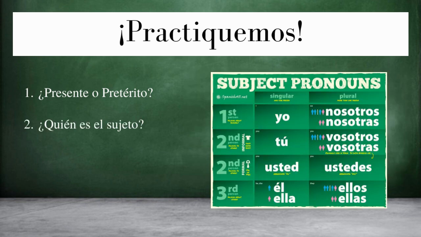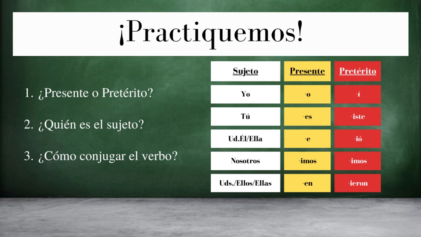The next question that we're going to ask is, ¿Quién es el sujeto? So before we can conjugate the verb, we need to know who is the subject of the sentence. And last but not least, our third step will be to conjugate the verb. So we will ask ourselves, ¿Cómo puedo conjugar el verbo? And in this case, with IR verbs, you can see the subject and then the present tense endings, o, es, e, imos, en, and the pretérito endings, í, iste, ió, imos, ieron.